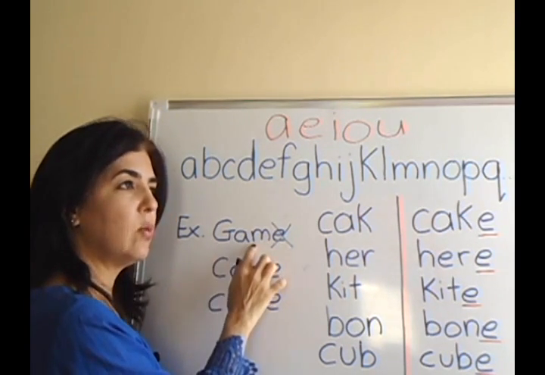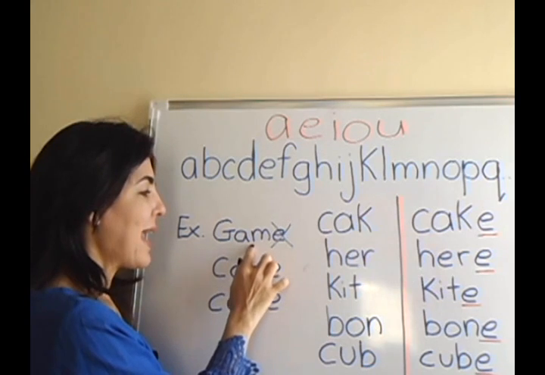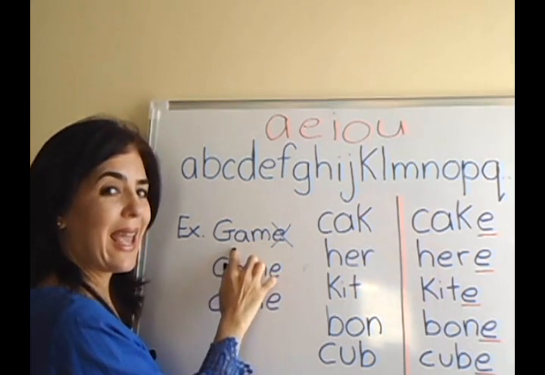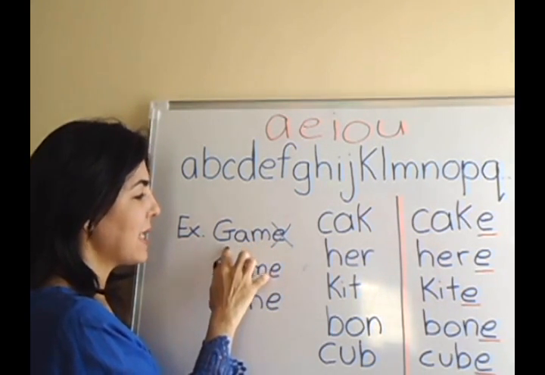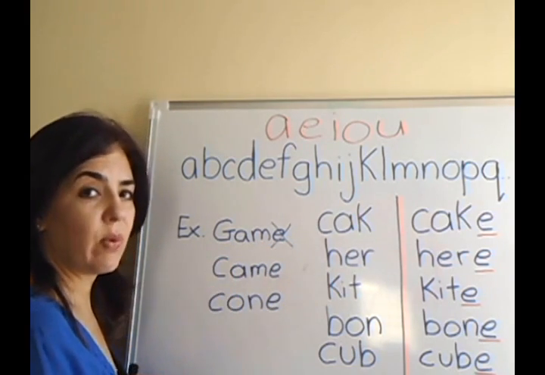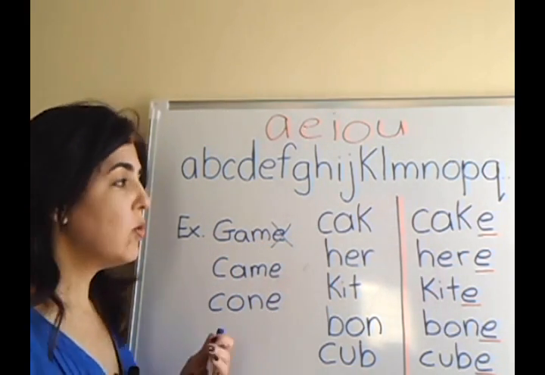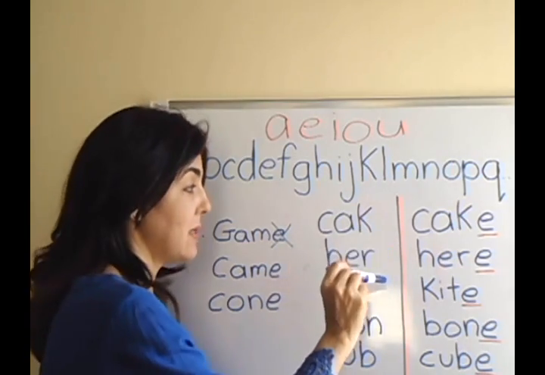And to sound out the word, game. Game. And then they may do it fast. Game. Practice this with as many words as possible. You may do another activity, which is this.